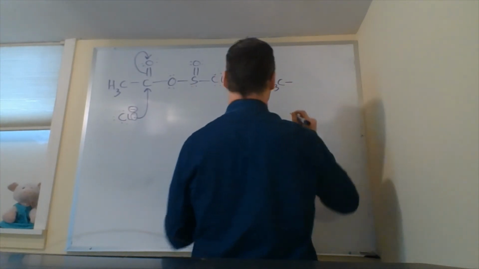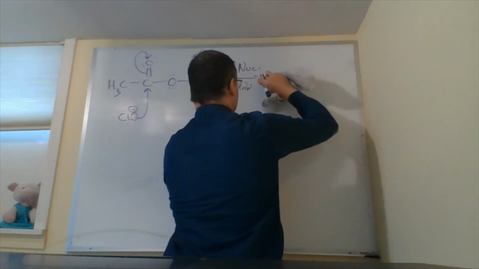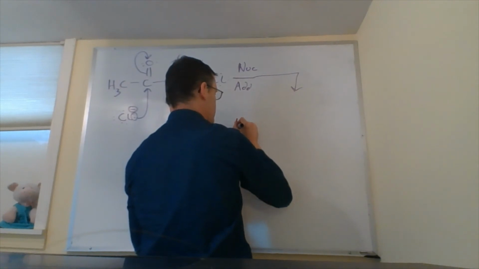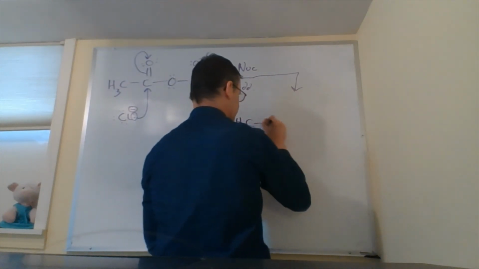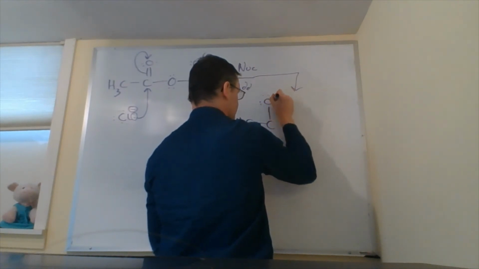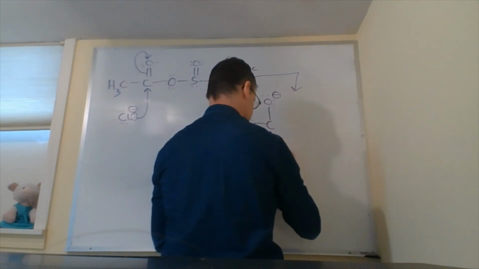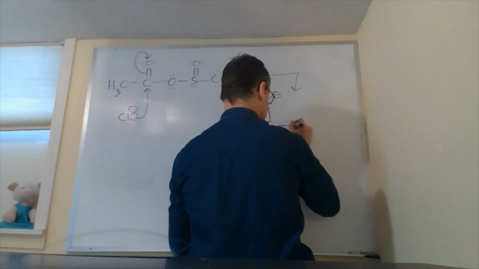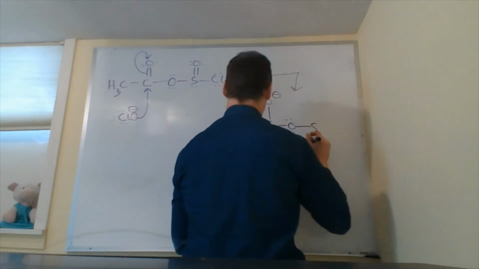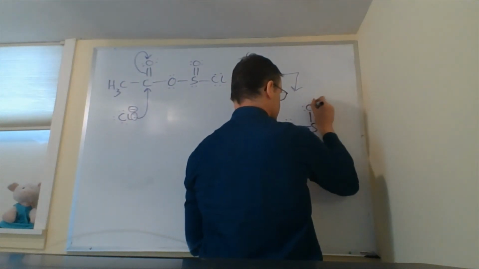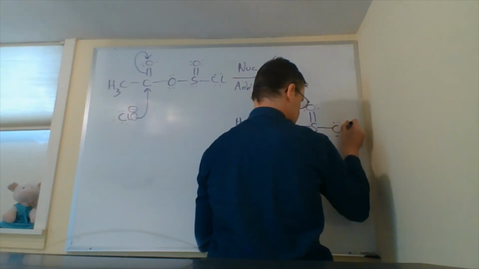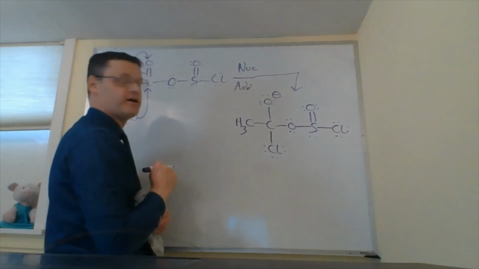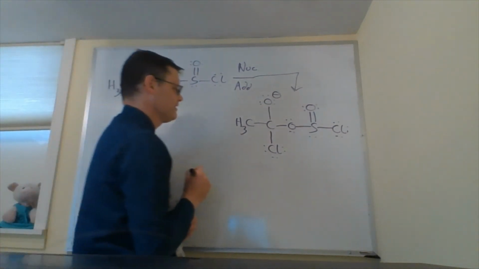tetrahedral intermediate. Oh, and I'm gonna run out of space here. I can tell already. Okay. This is a long molecule. There we go. Tetrahedral intermediate.